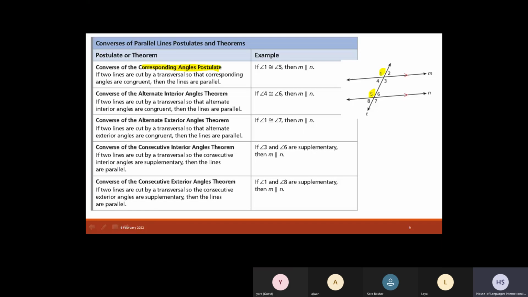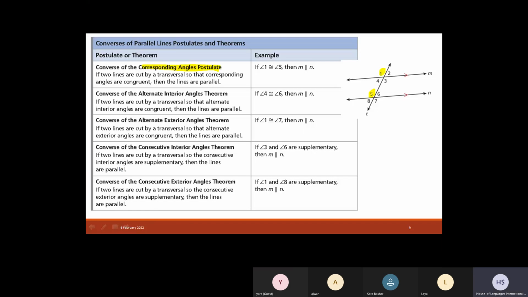Now today, this is what we said before. If M is parallel to N, that means angle 1 is equal to angle 5. Today we're going to take its converse. How will it be?